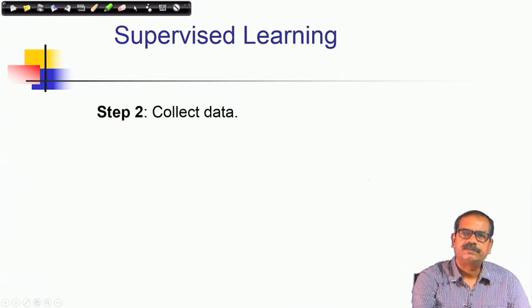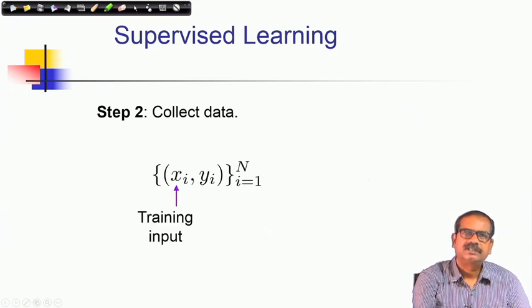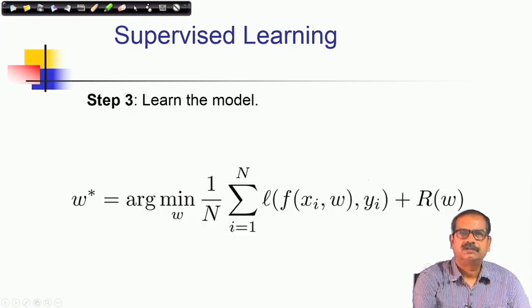So, the first step is to define the model, and the next step is to collect data. For supervised learning, it is important that you have annotated data. xi is the instance and yi is the label of that data. So, this is the training input and this is the true output yi, and then you learn the model.